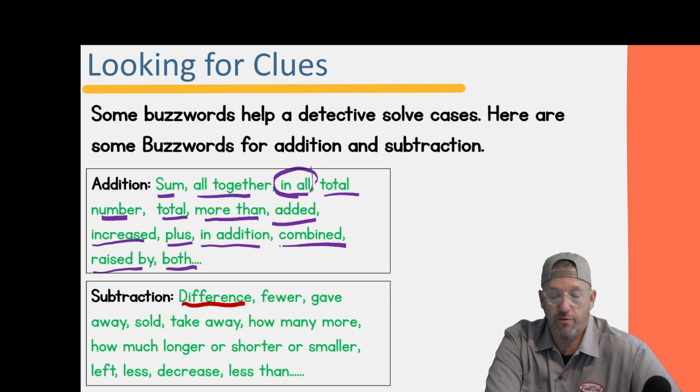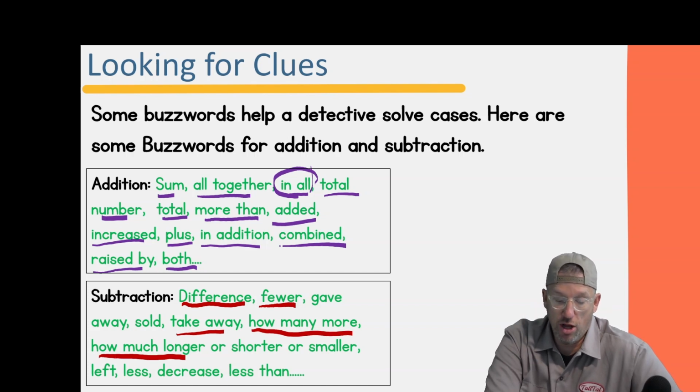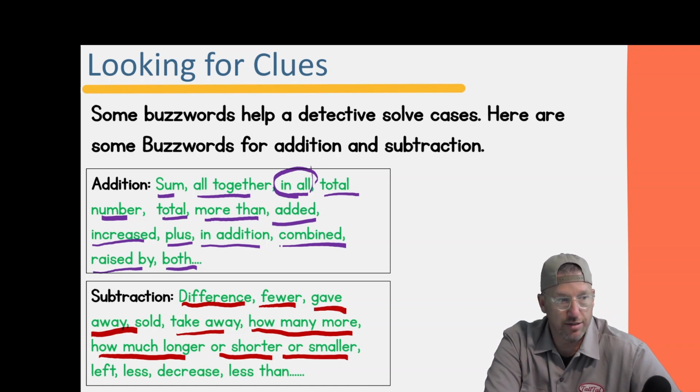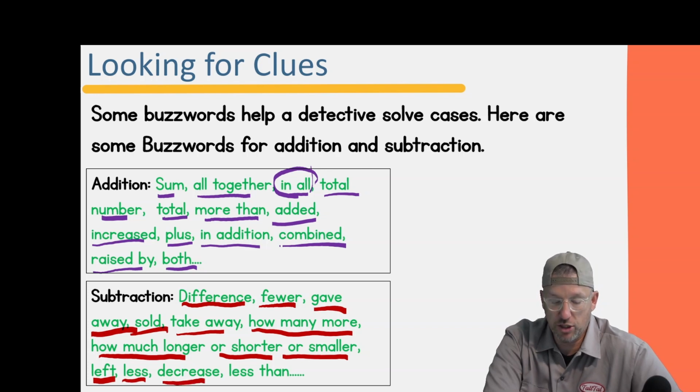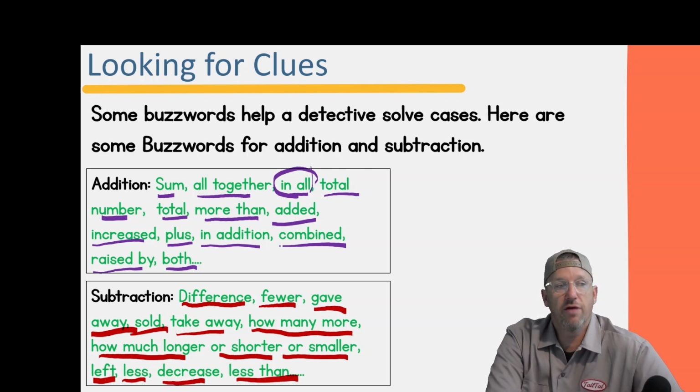to an addition problem, if we say something like fewer than, or we take away, or how many more do I have? How much longer, or how much shorter, or how much smaller is this one thing than the other? Or I gave some away. That sounds familiar. Or I sold some. Sold means that we got rid of them. Or how many do I have left? Or I have how many less than Bob? Or that's decreased or less than. All of these are buzzwords.